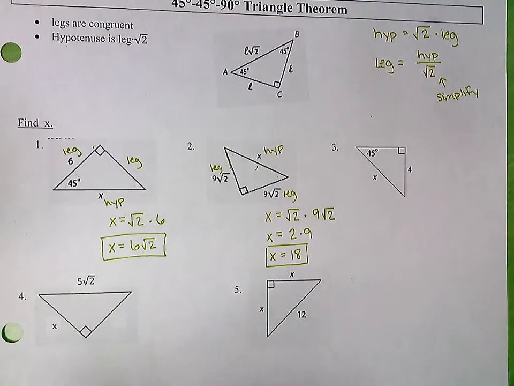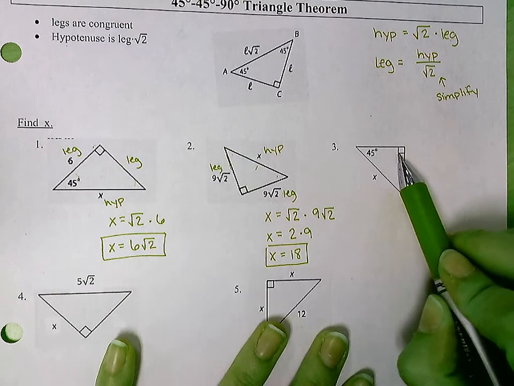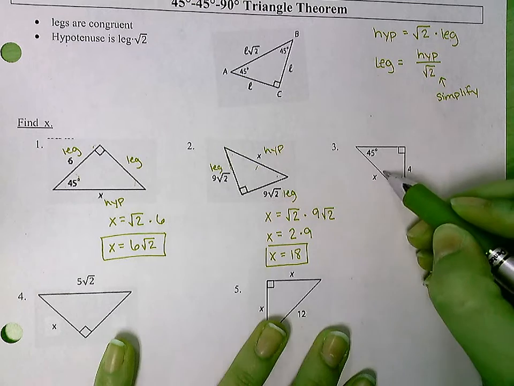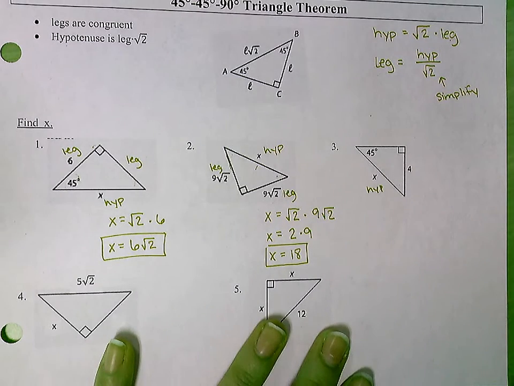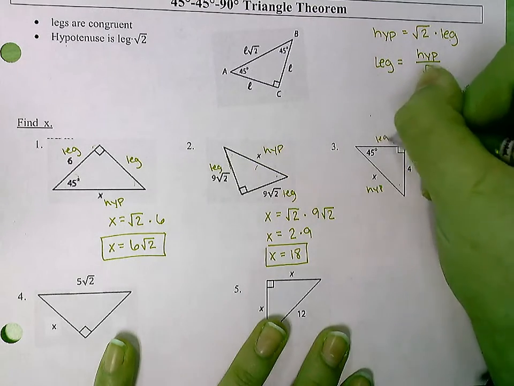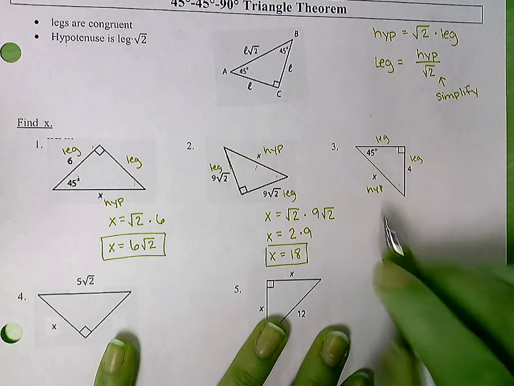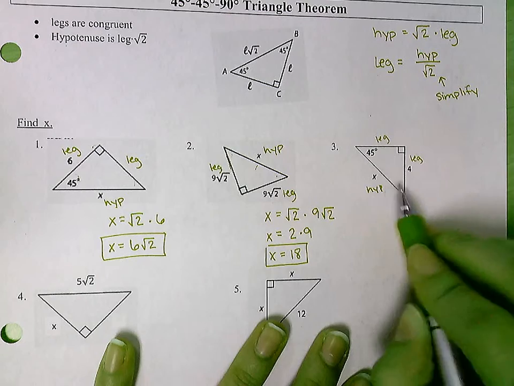All right, so looking at 3. We have a 45, 45, 90 right triangle. Opposite that 90-degree angle is the hypotenuse. The other two sides are your legs. Again, my x value is where I labeled the hypotenuse.